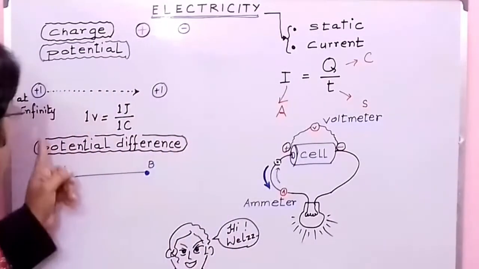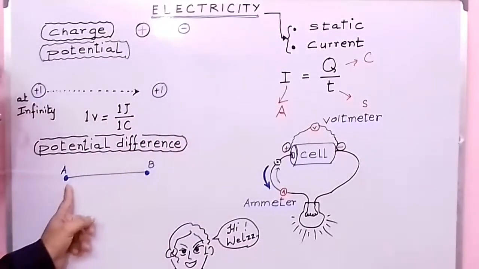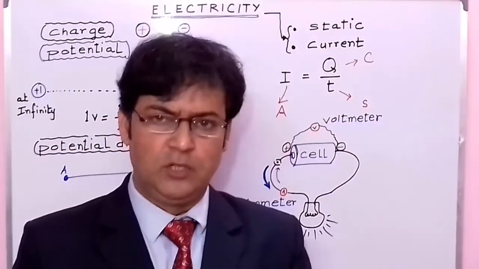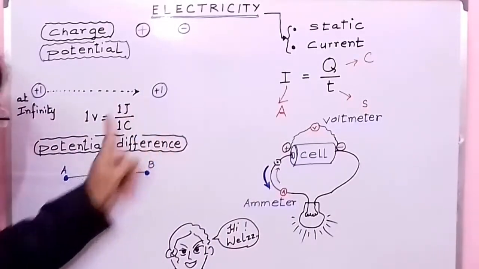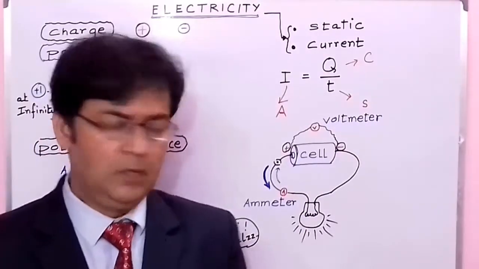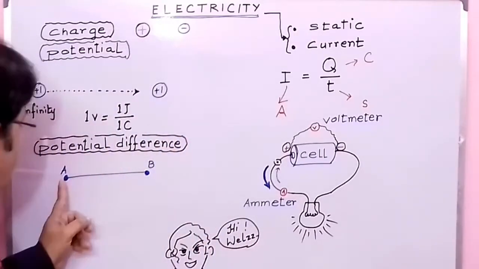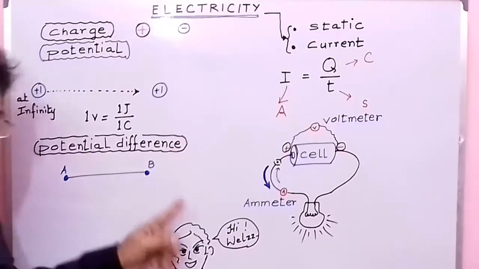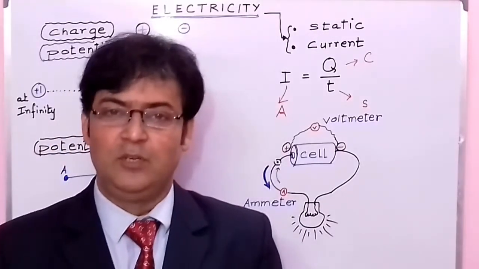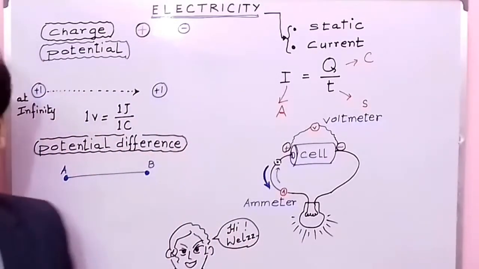Let's understand what is potential difference between 2 points A and B. Now we have understood what is potential here. Let us consider the potential acquired here is 200 volt and the potential acquired here is 50 volt. So what is the difference between the potentials of these 2 points? 200 minus 50, 150 volt. So potential difference is the difference of the potential at 2 points.